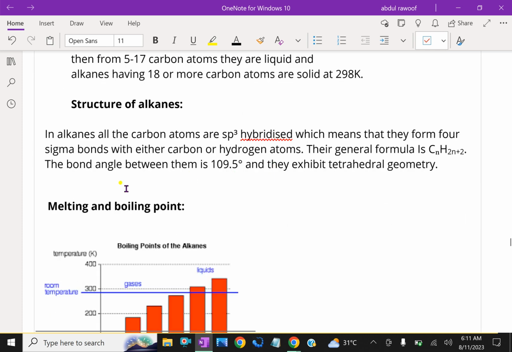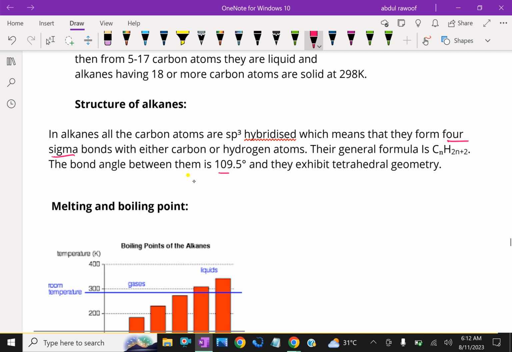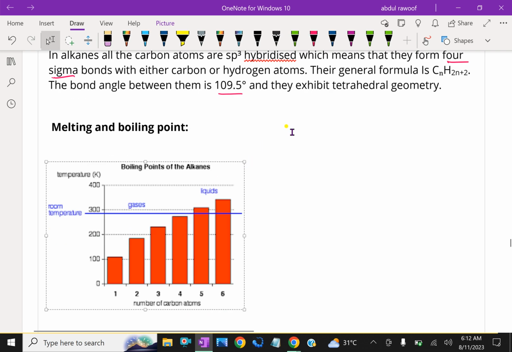Structure of alkane. In alkanes, all the carbon atoms are sp3 hybridized, which means that they form 4 sigma bonds, with either carbon or hydrogen atoms. Their general formula, we know, is CnH2n+2. The bond angle between them is 109.5 degrees, and they exhibit tetrahedral geometry.